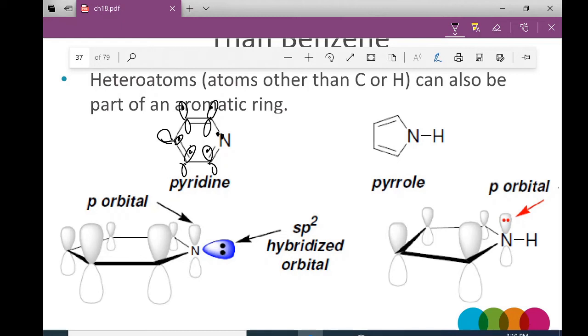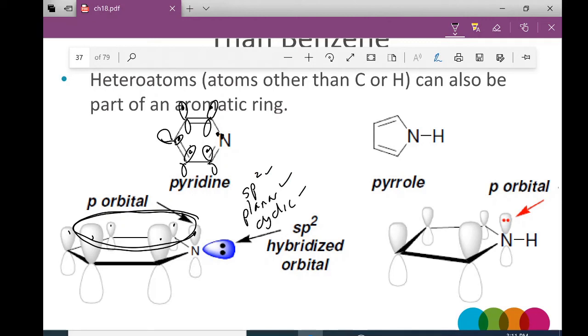So with that nitrogen's 1 electron, let's look at it down here, 1, 2, 3, 4, 5, 6, these electrons are now delocalized around that ring. So that means that in this case it's sp2 hybridized, it's planar, it's cyclic, and it meets Huckel's rule. We have an odd number of electron pairs. So this molecule is in fact aromatic.